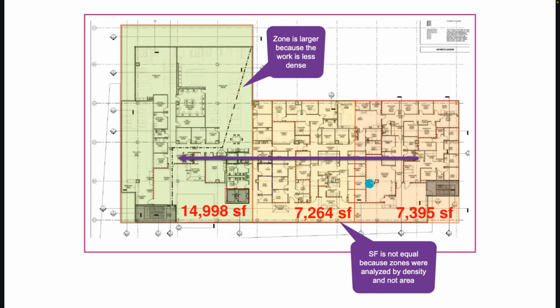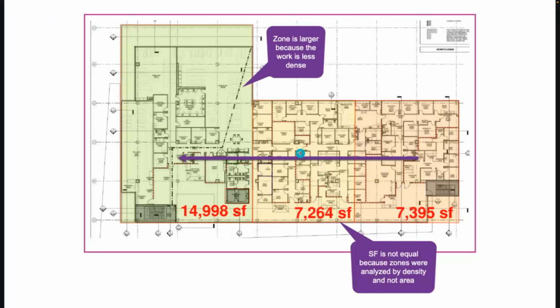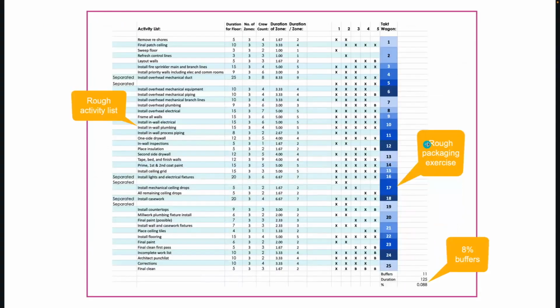So stay with me. I hope this isn't too complex, but once we have our work density, we are going to guess on our initial zoning. Once we have our guess, we now need to find out generally how many Takt wagons are going to be inside the zones. And so what I've done here is put together a rough activity list with historical production information, divided it by the number of zones that I have, which gives me the durations.